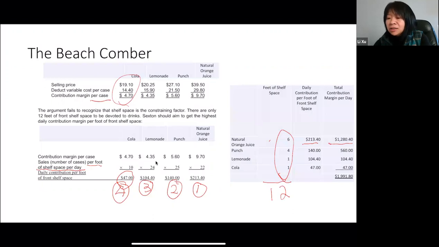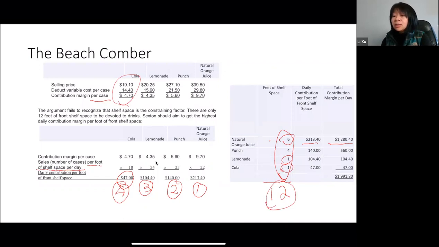So here, you're going to start with 6, and then you are going to move to the next one. And here, the next one, you can only put 4, not 6. Why? Remember, we first put 1 here, we put 1 here, we put 6 here, and the total is 12. So how many do you have left? You only have 4 left, okay?